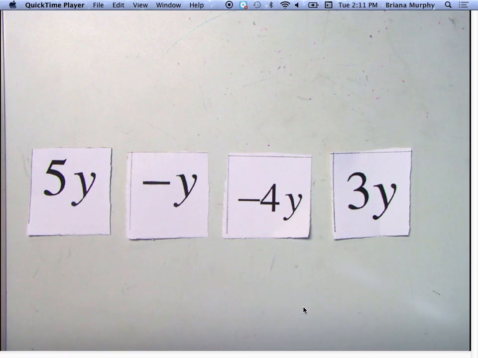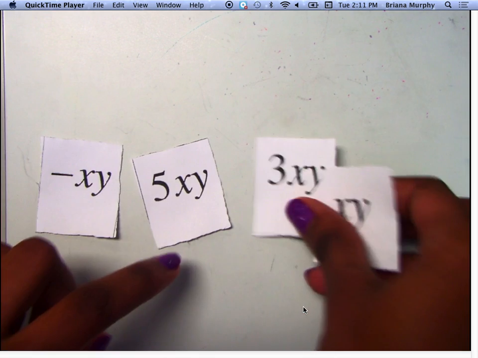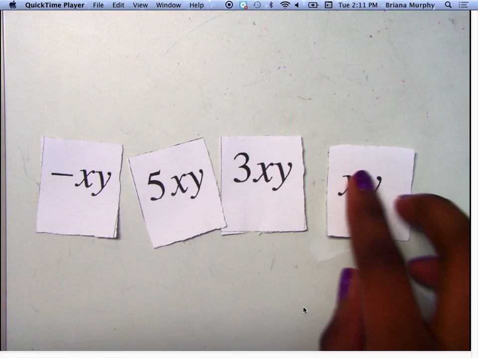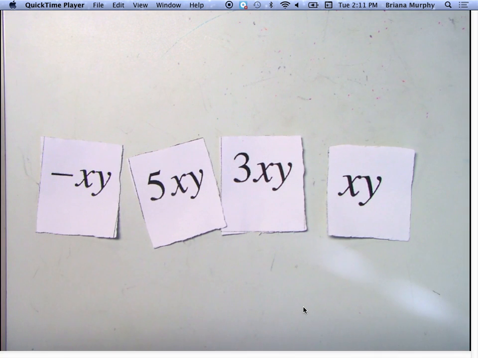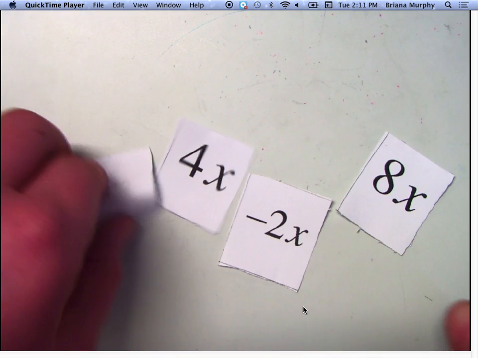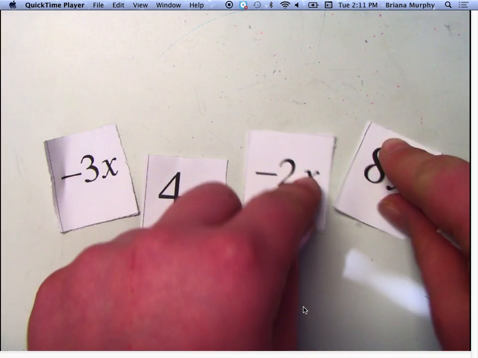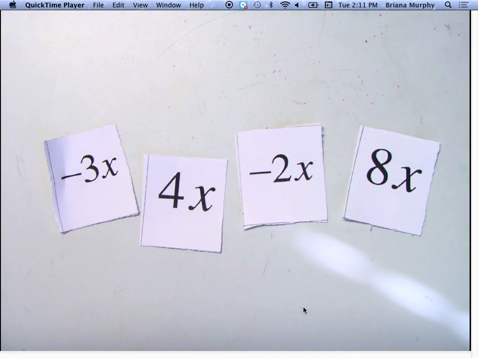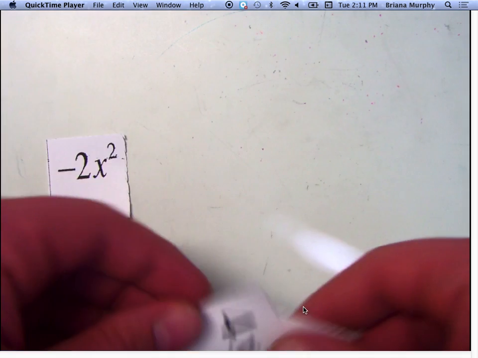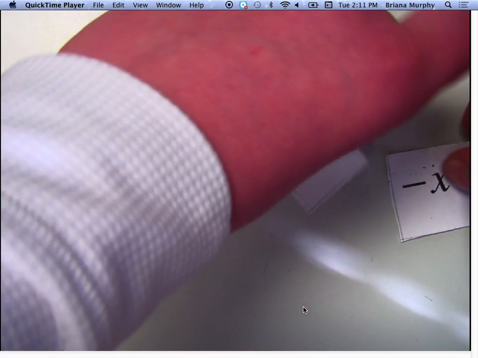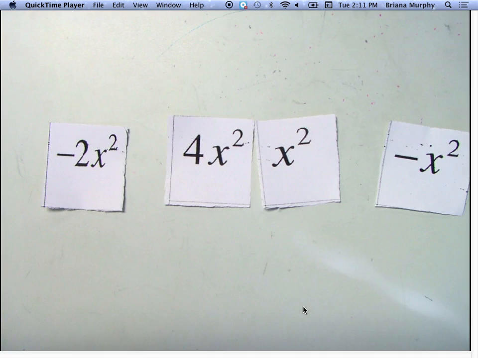Remove your stuff, Kevin, so India. Okay. India, why do you have these ones? They all have x, y. Okay, next one. Why these ones, Max? Because they all have x. Okay. And why these? Because they're all x squared.